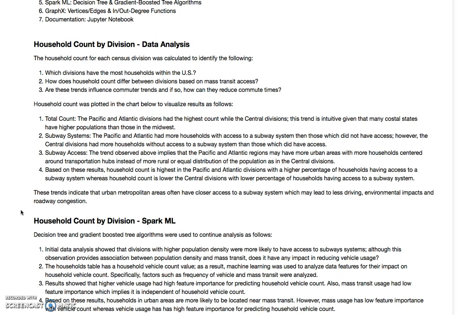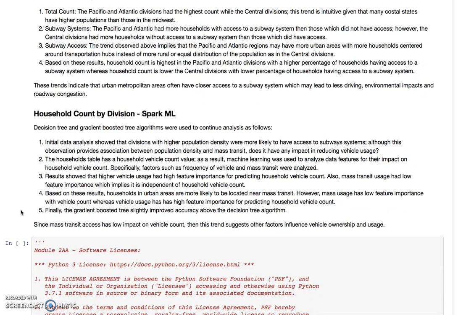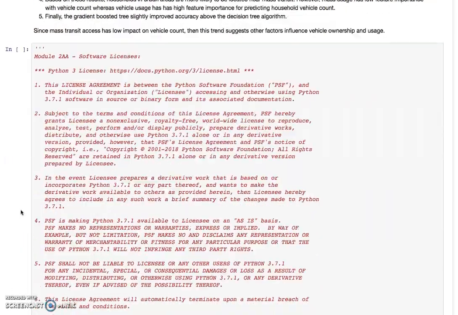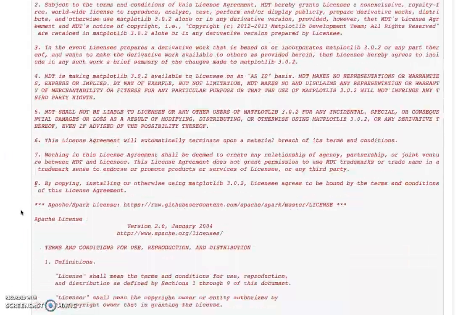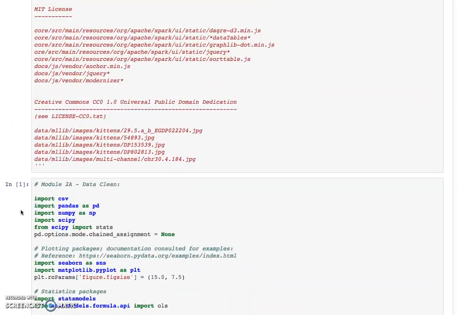This is purely for the machine learning and GraphX, and the data analysis was done during the semester during a data challenge, so this builds on top of that. This is the SparkML used to do the data analysis. With that, we'll get into the code. Here, I included the licenses, to make sure we didn't skip that. Those are the licenses for Python, Notebook, all the modules, and also Spark.